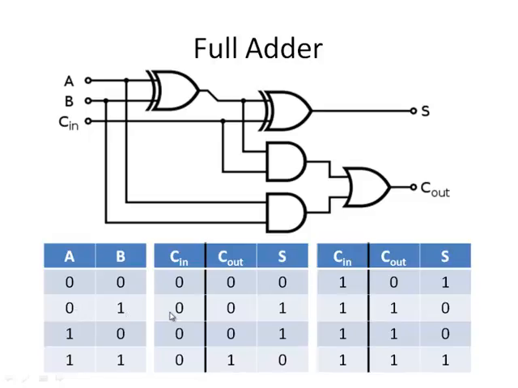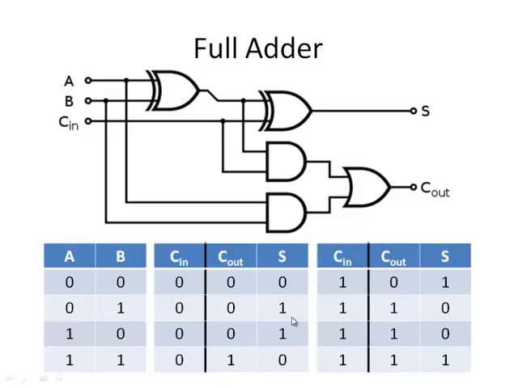0 plus 1 plus 0 is equal to 1. 1 plus 0 plus 0 is equal to 1. 1 plus 1 plus 0 is equal to 2. And again, we have the binary representation of 2 here.